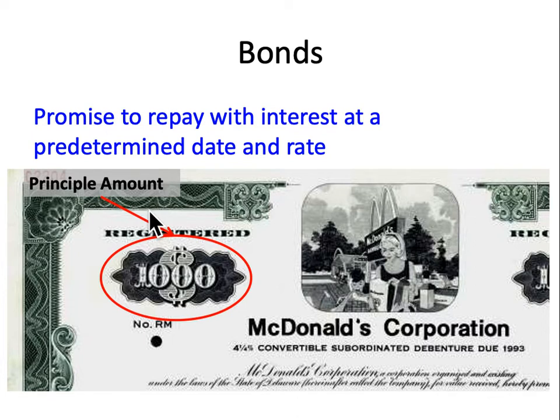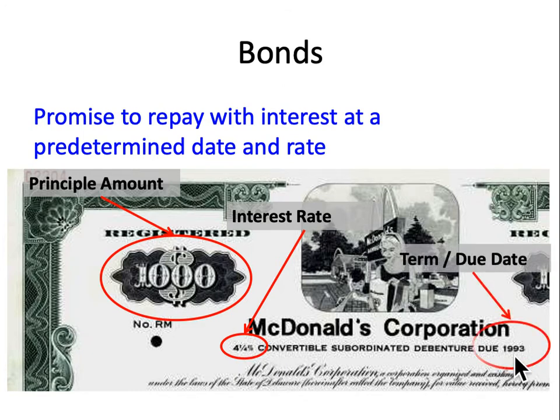The principal amount here on this bond is $1,000. This is for McDonald's Corporation. So McDonald's will write the bond, they'll issue the bond, and someone's going to buy the bond for $1,000. Okay, so they're going to give McDonald's $1,000, and McDonald's says, I'm going to pay you back that $1,000 plus interest, 4.25% interest. Okay, and it's due in 1993. So depending on when this thing was issued, maybe it was issued in 88, so maybe it was a 5-year bond.